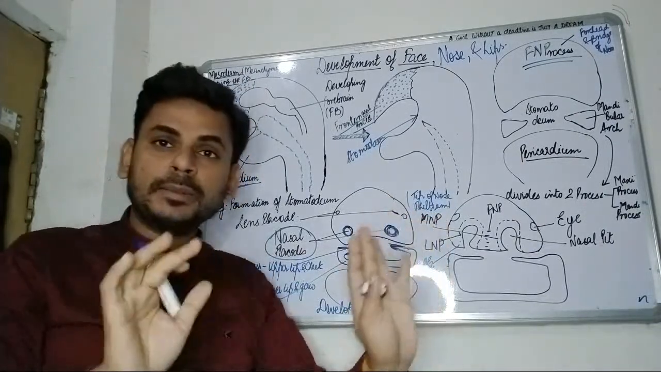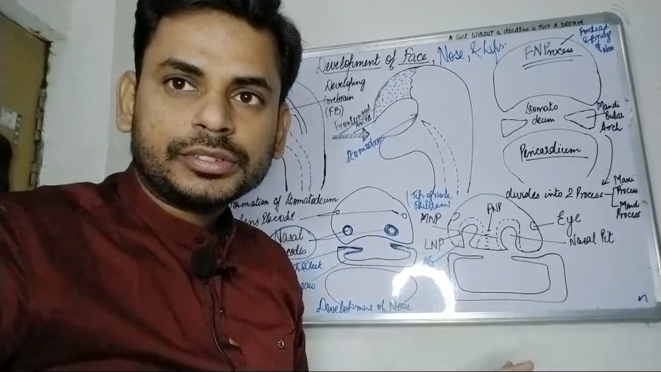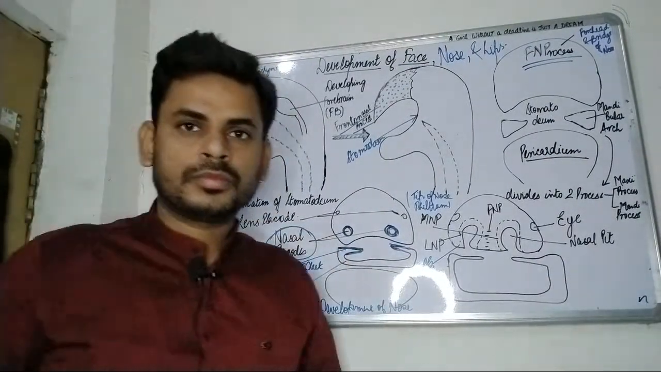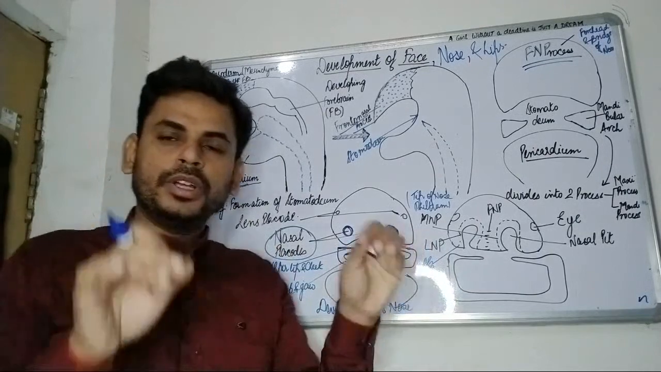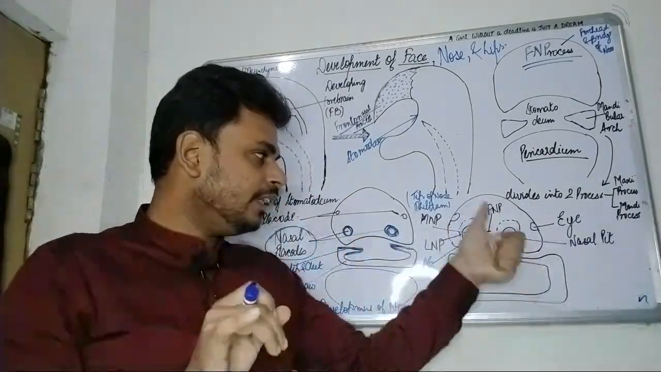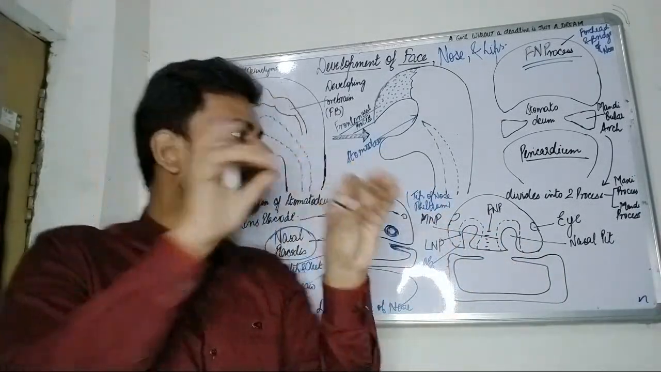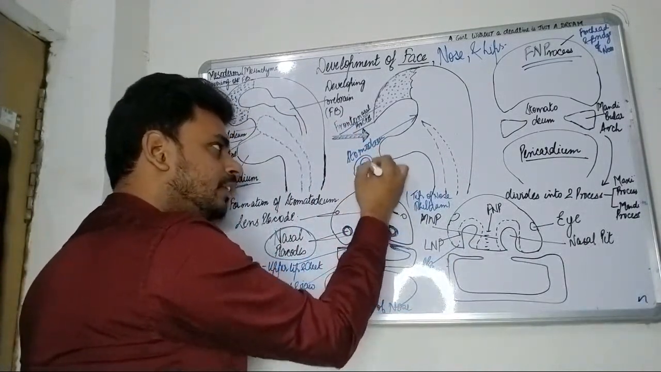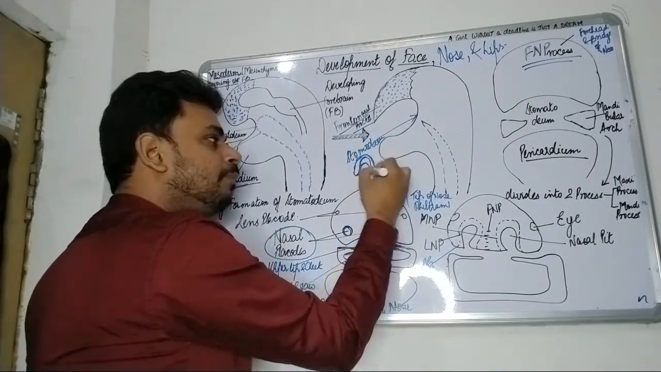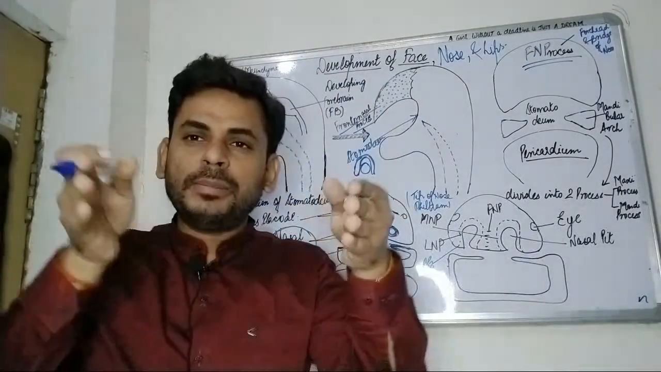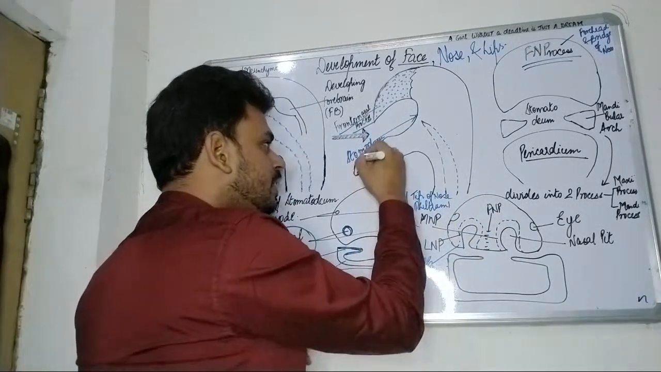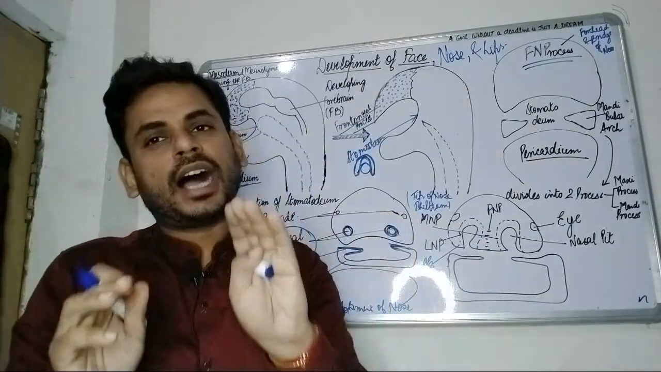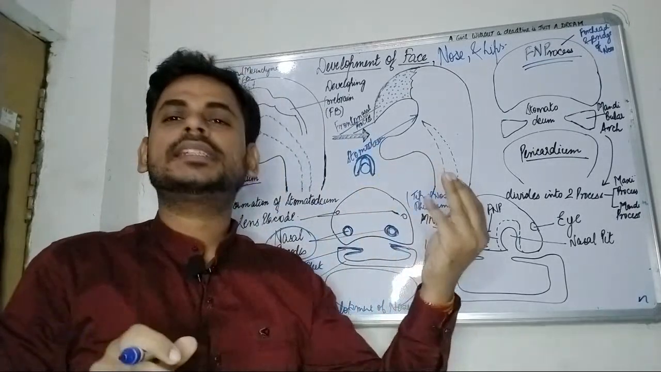Now, since the nasal pits have been formed, the median and the lateral processes appear. Suppose this is a pit that has been formed. The lateral margins are a little bit everted. Both the nasal pits that have been formed, the margins of these pits are raised or everted, and these everted margins are ultimately going to form the median nasal process and the lateral nasal process.